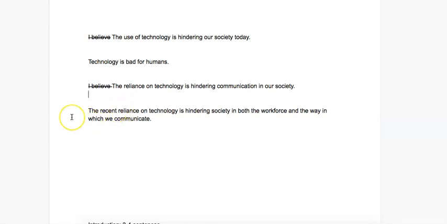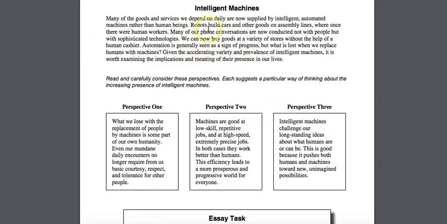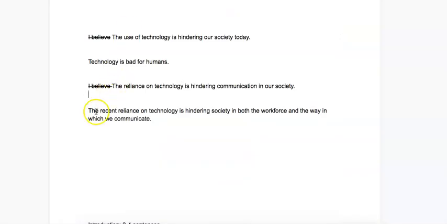So this last thesis, the recent reliance on technology is hindering society in both the workforce and the way in which we communicate. That is a thesis that we don't really have to edit because they didn't use a pronoun, and it is discussing the stance that they have taken and a few of the topics that they're going to discuss in the paper, which are the two that the prompt discussed in those kind of background sentences that I pointed out in the first video. That robots build cars rather than having workers build them, phone conversations are over the phone or through Skype, and even buying groceries is all virtual.